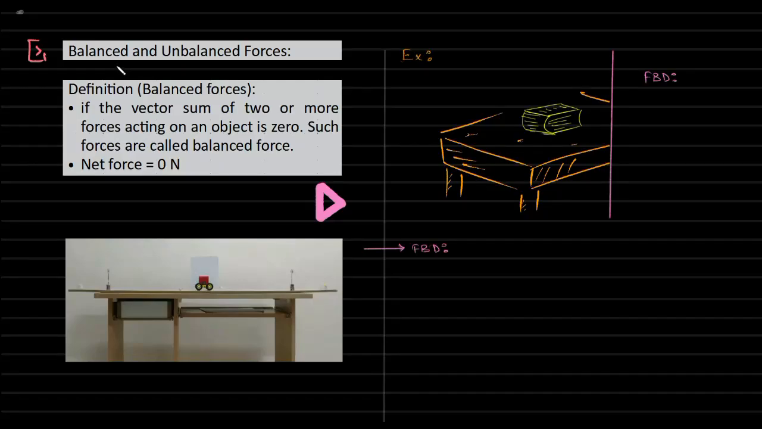We're looking at something called balanced and unbalanced force. The definition of balanced force is this: if the vector sum of two or more forces acting on an object is 0, such forces are called balanced force. That is, the net force is equal to 0. So F net is equal to 0 Newton. Let's have a look at how this 0 Newton force looks.